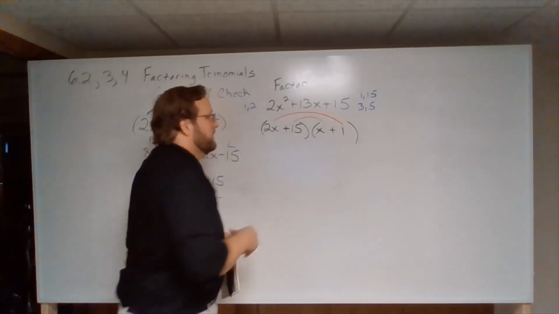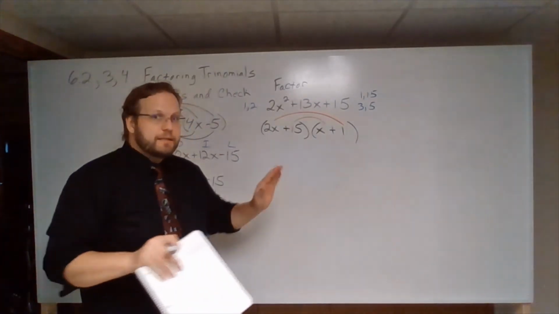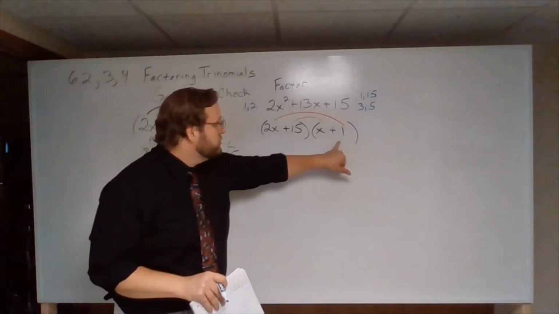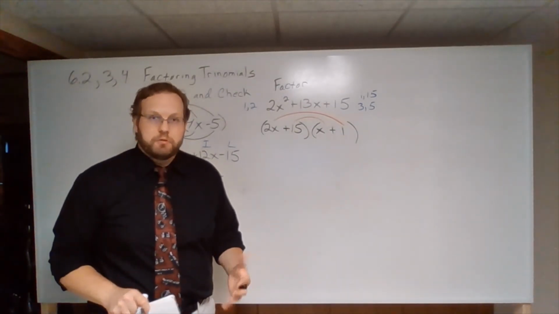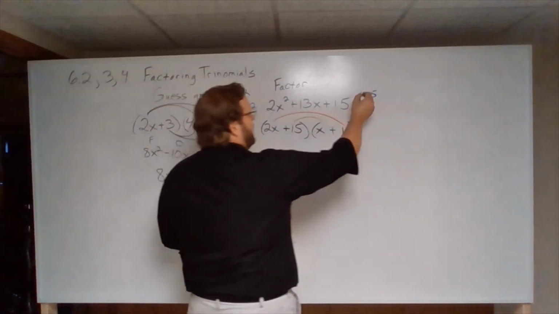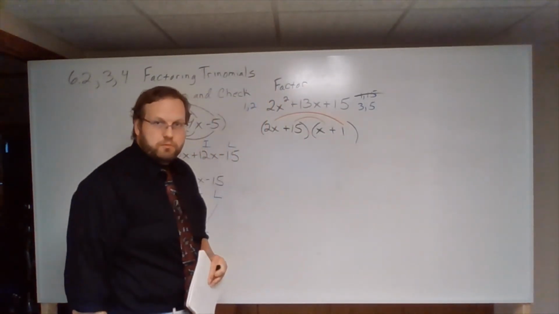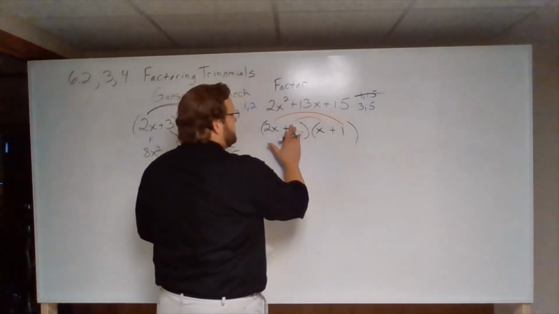Okay? So what I should have done is left that and say, this isn't working because I was getting 2 plus 15, that's 17. No good. It's not the right number. Okay, so that means 1 and 15 didn't work. That's out. So what's my next option?